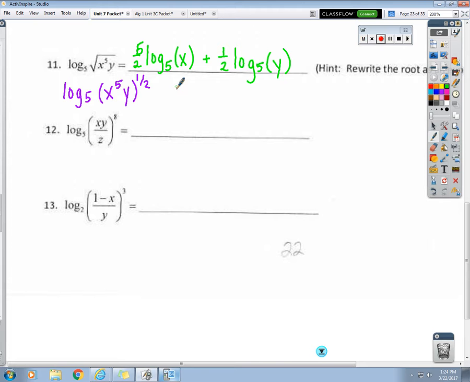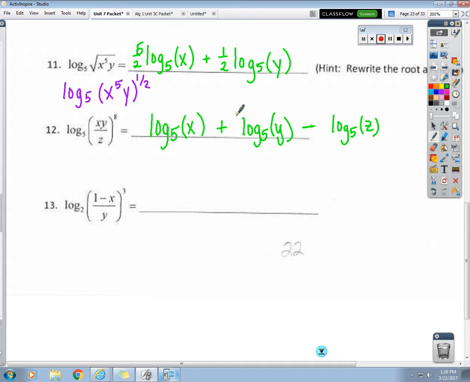Okay, why don't you take a second and try number 12 by yourself. How many times do I need to write log base 5? 3 times. Once for the x, a second time for the y, and a third time for the z. Then, what sign over here will go between the x and y? Plus, because they were being multiplied. What sign will go between the y and the z? Minus, because at that point you switch over to division when you divide by z.